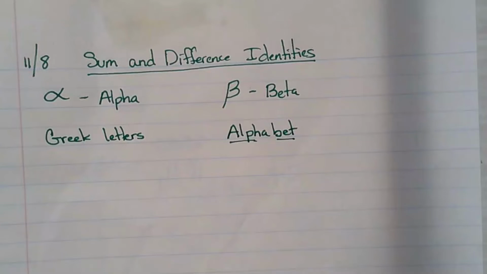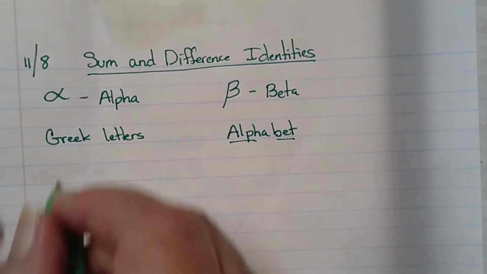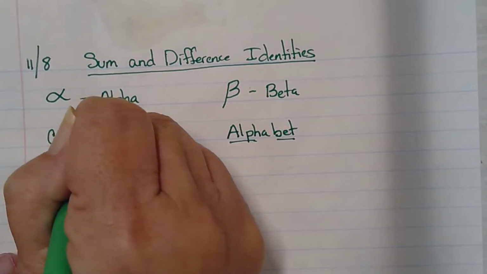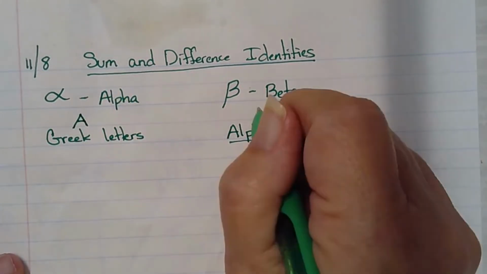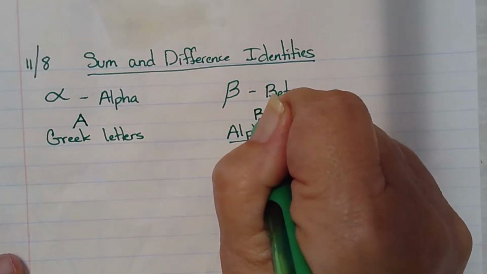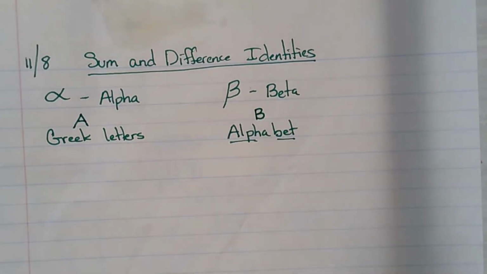We use these Greek letters to name angles. If you don't like them and you want to come in here and put a capital A wherever you see an alpha and a capital B wherever you see a beta, that is okay to do, right? But you should at least look at them and not freak out. They are just Greek letters.